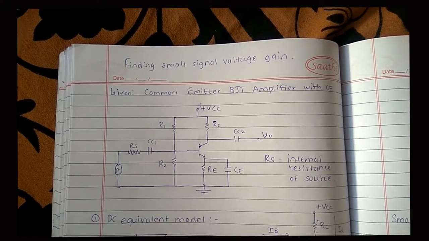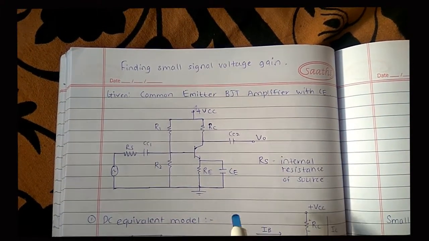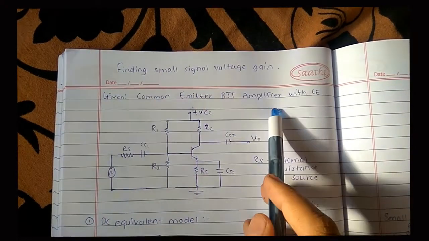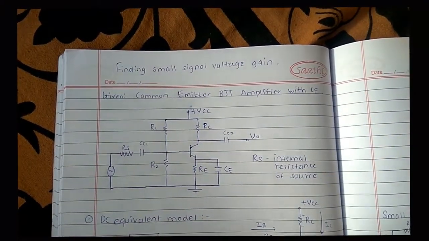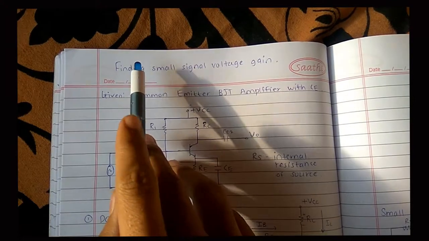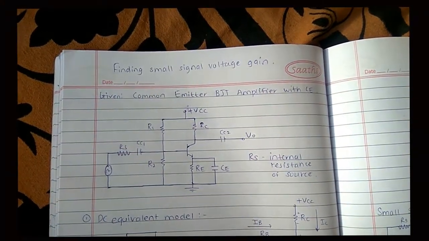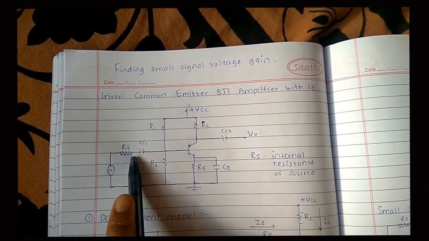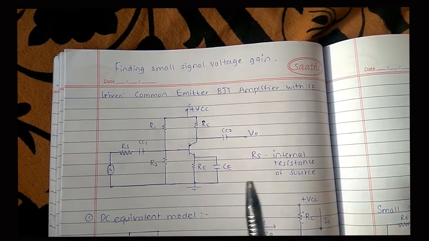In this video, we will be learning about all the formulae related to the common emitter BJT amplifier with CE configuration. So our purpose is to find out the small signal voltage gain. I have introduced here RS, which is the internal resistance of the source.